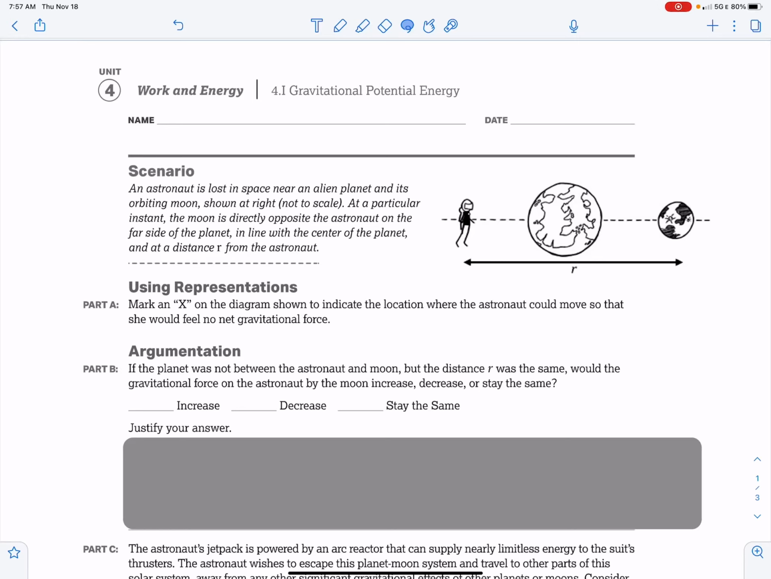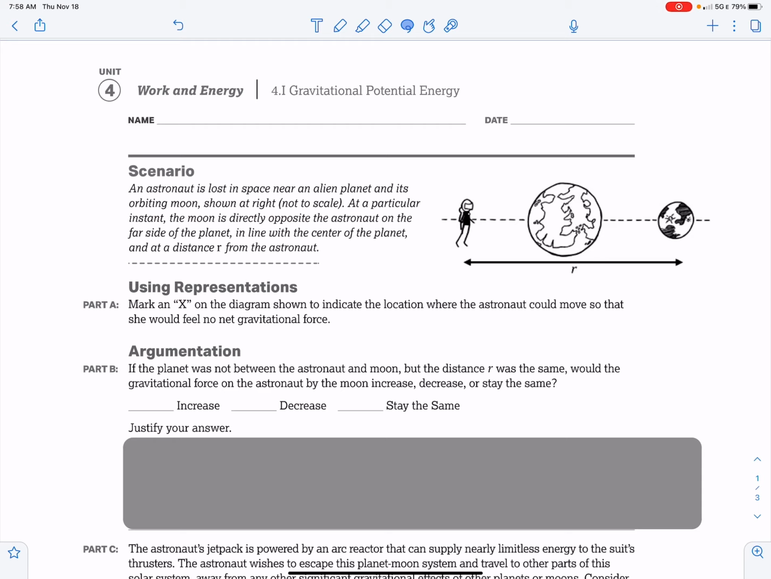Hello. In this tutorial, we're going to take a look at AP Physics 1, Unit 4, Work and Energy, Student Workbook, Activity I, Gravitational Potential Energy. In this scenario, we have an astronaut lost in space near an alien planet and its orbiting moon, as shown to the right, not to scale.